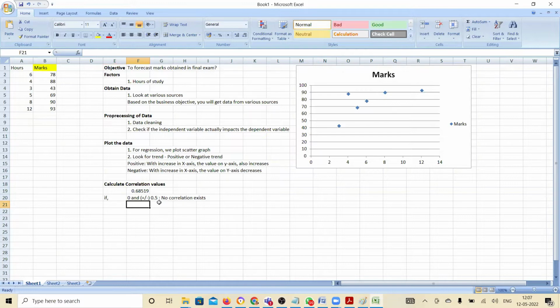Between plus or minus 0.5 and plus or minus 0.7, we say weak correlation. So there is a weak correlation. So in this case, you see, this is weak correlation, isn't it?